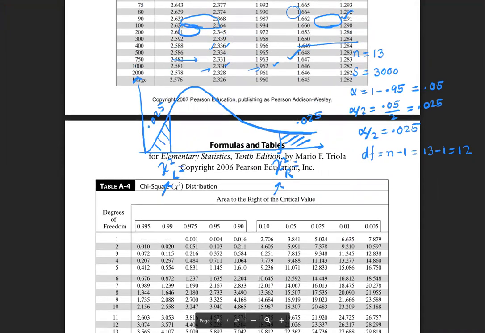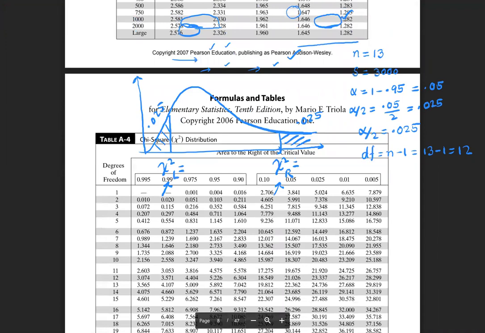Chi-square distribution, look. Degrees of freedom is 12, so we are going to look at row 12. The area to the right is going to be 1 minus 0.025, which is 0.975 for this chi-square sub L. So 0.975 is going to give you 4.404. And the area to the right of 0.025, which is this, is going to give you 23.337.